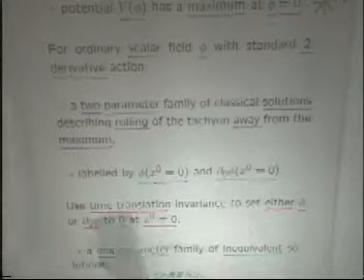And if phi had been an ordinary scalar field with standard 2 derivative action, then we know that there exists a 2 parameter family of classical solutions which will describe rolling of the tachyon away from the maximum. And these 2 parameters are labeled by the initial conditions on phi as well as on the time derivative of phi.